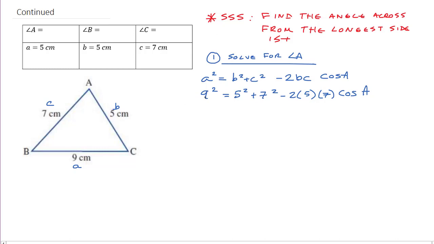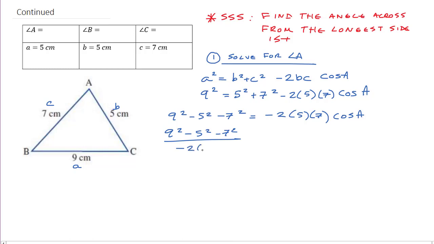I'm just going to go, okay, well, let's square each of these. I'm going to square the 9, square the 5, square the 7, and then move them to the other side. I'm just going to write it like this. 9 squared minus 5 squared minus 7 squared. That's what I do. And then the next thing I do is I'm just going to divide by the negative 2 times 5 times 7. Now, you can calculate it all if you want, or you can just write it down, right? So I'm just going to write it down like this. I'm not even going to calculate anything yet. Divided by negative 2 times 5 times 7.